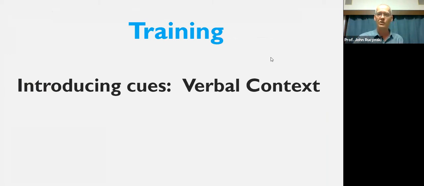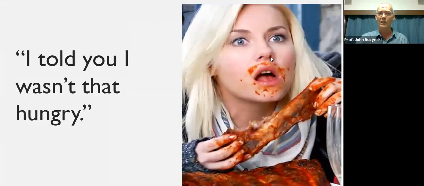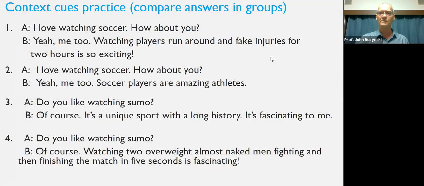Okay, first though, we just want to give the verbal context. So very clear pictures that show sometimes English speakers mean the opposite of what they say. So, oh, I see you clean the kitchen. Everything is so cleaned. So this visual makes it very clear. Okay, so this person is joking. This person is saying the opposite. Or this woman here, I told you I wasn't that hungry, obviously very hungry. So these are very, very simple examples. And just be creative with these, get anything from Google Images, and then put like one sentence to show what someone might say as sarcasm.